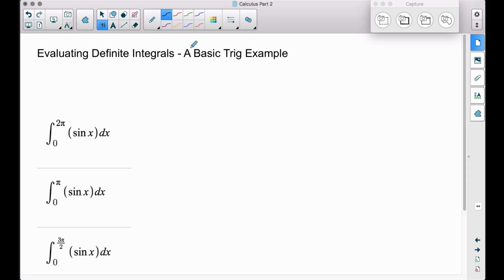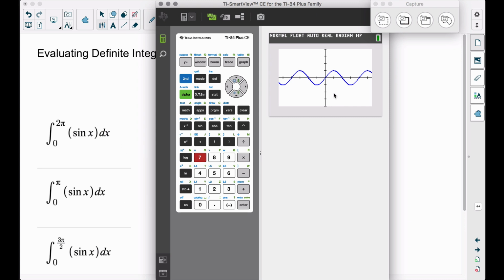In this video, we're going to look at three examples that are very similar with a definite integral. We have a basic trig example, but this is going to help build that foundation of where you have areas above the x-axis versus areas below the x-axis. We'll also come back after each example and look at these areas on a TI-84 so that you can visually see areas above the x-axis and areas below the x-axis.